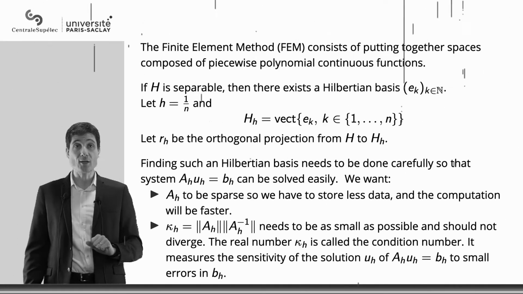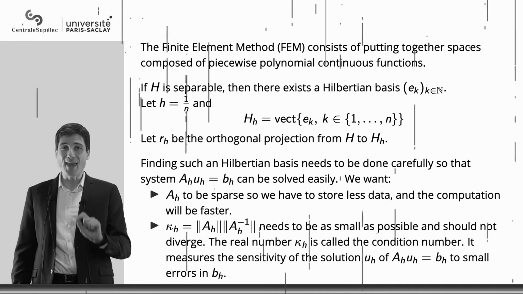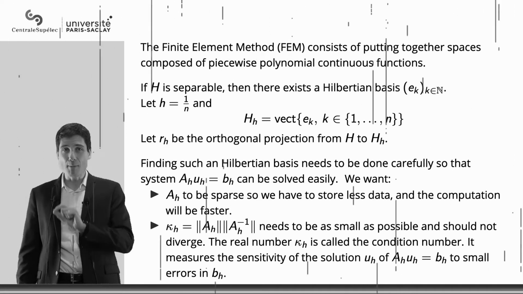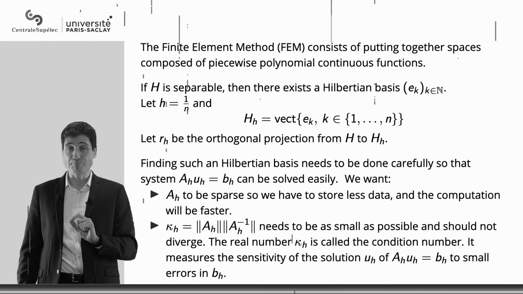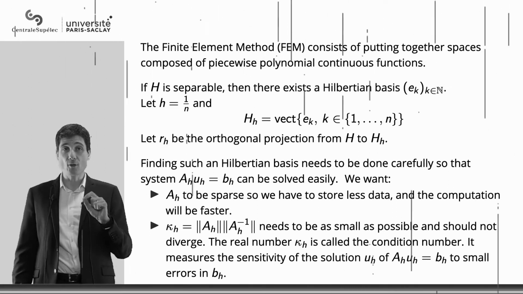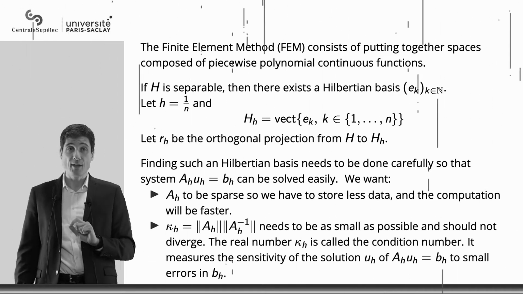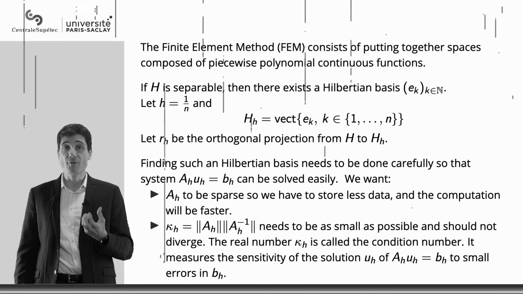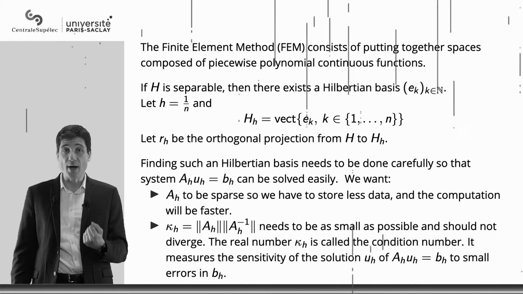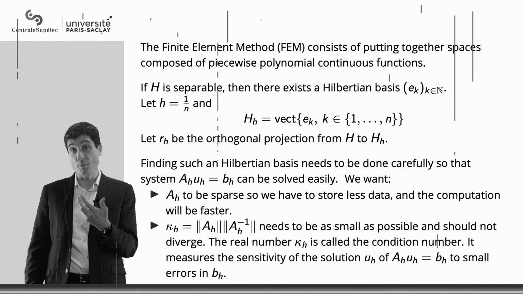There is another point of attention, which is that we need the norm of A_h multiplied by the norm of the inverse of A_h to be as small as possible. And that is called kappa. This is called the condition number. And somehow it measures the sensitivity of the solution U_h to small errors on the right-hand side B_h.